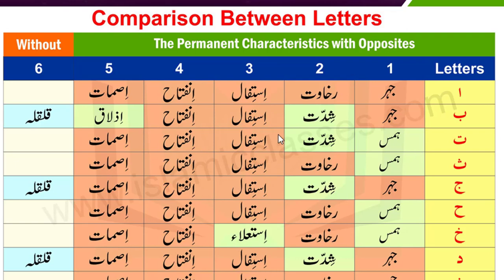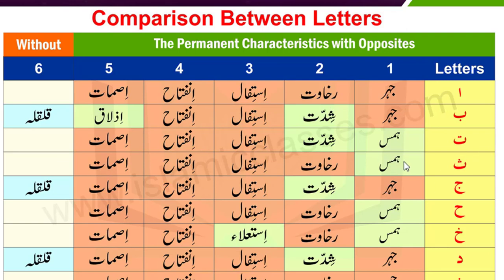It also has istifal, infitah, and ba also has the qalqala quality, which is without opposite qualities. So that's why we say ab, the shiddah quality ab, and the qalqala quality b, ab.